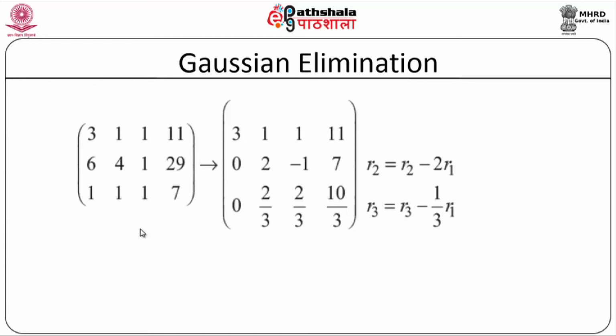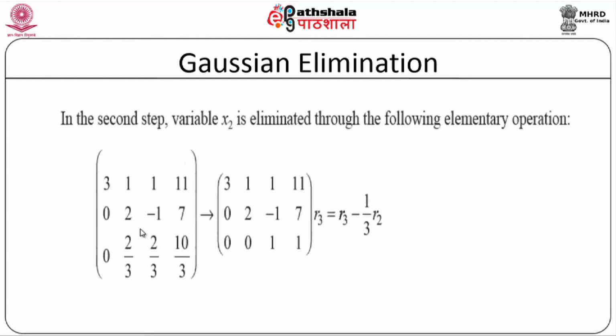Now, we can continue the procedure, and we can keep the coefficient 2 in the second equation as constant, and we can attempt to remove 2 by 3 in the third equation. The transformation that we are going to use is R3 equal to R3 minus 1 by 3 into R2. By applying these transformations, we now have the upper triangular matrix.